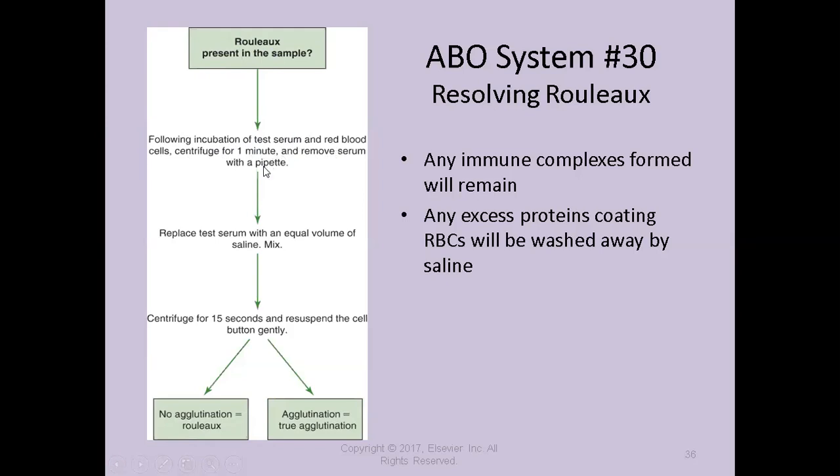After this centrifugation, we're going to take a pipette and remove the serum or plasma from the tube and discard it. Okay? So we combine everything and we incubate it to allow antibody to find antigen. We centrifuge, and then we're going to remove the serum or plasma and get rid of it. That's where all those extra proteins are. We're going to replace that serum or plasma with an equal amount of physiologic saline and mix it up. It's kind of like washing cells, right? Now we're going to centrifuge for 15 seconds, and we're gently going to resuspend the button and read.